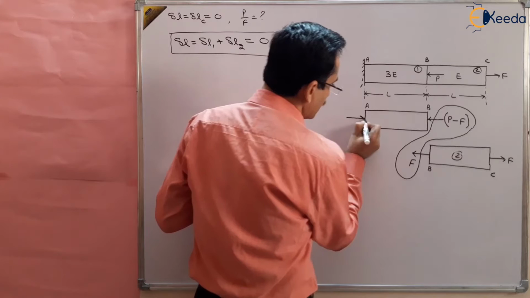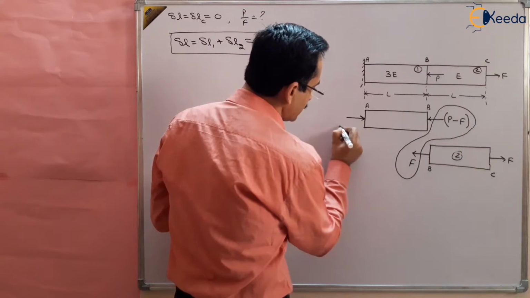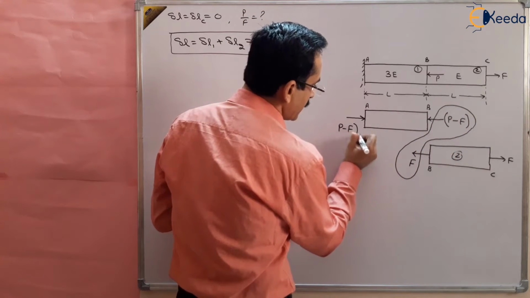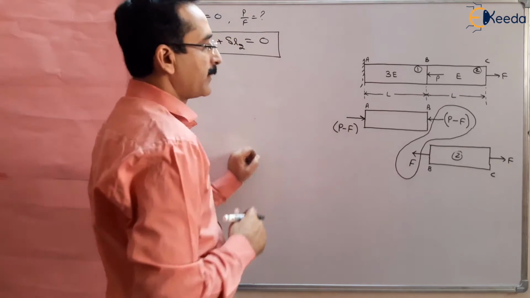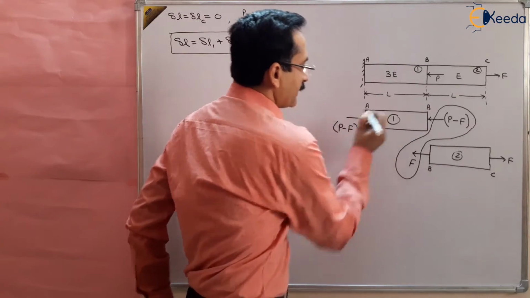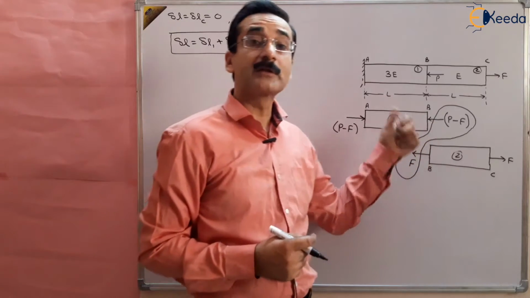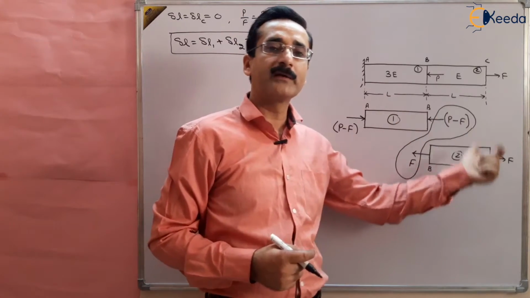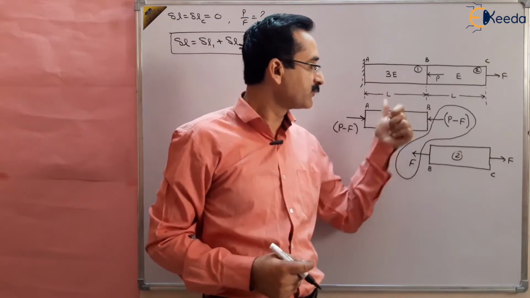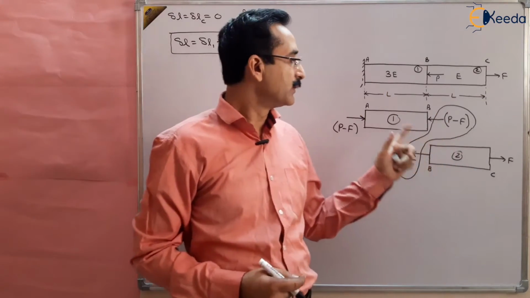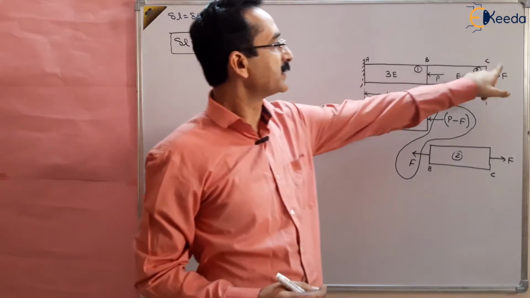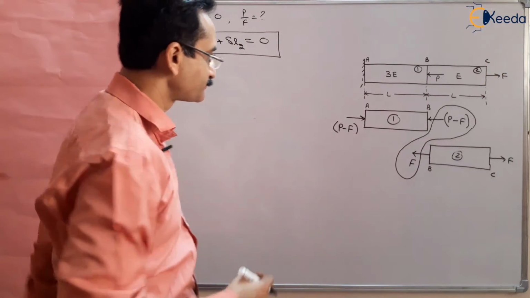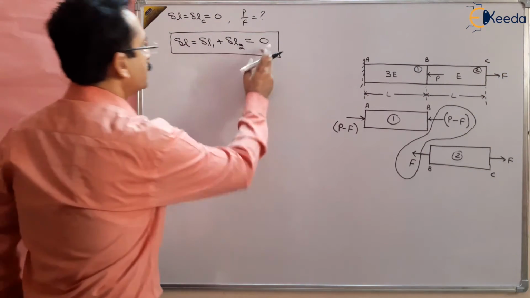Similarly, here it should also be P minus F so that the body is in static equilibrium. So in one part the load applied is P minus F, which is compressive, and in the second part the load applied is F, which is tensile. The sum of the deformations of these two parts should be equal to 0, so that the total deflection at point C is equal to 0. So delta L1 plus delta L2 should be equal to 0.